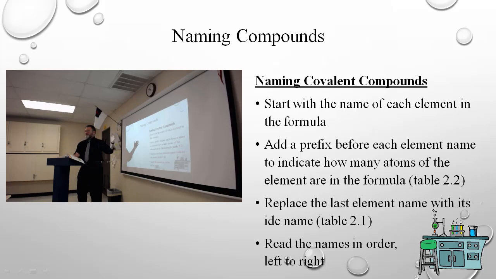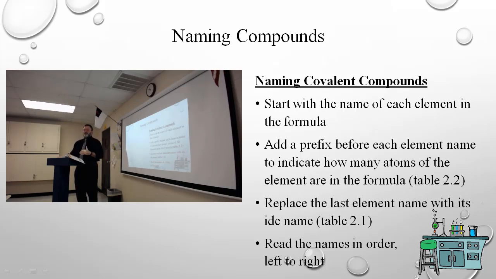So adding the prefixes before each element name, if we saw it written out as a formula, we would take the subscript, the small number, convert it into your prefix, and say it before the element. So we do that. And again, change the last name to an "-ide" name.